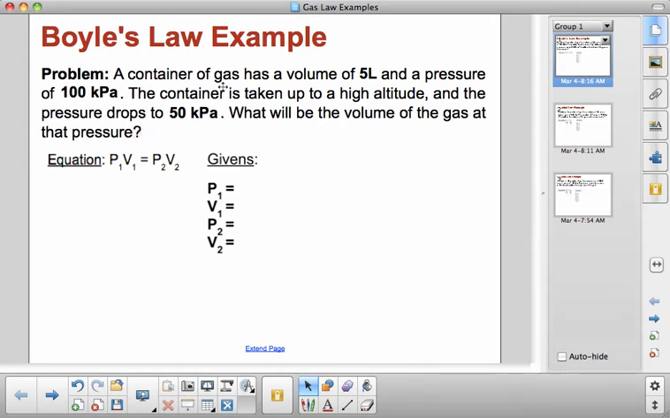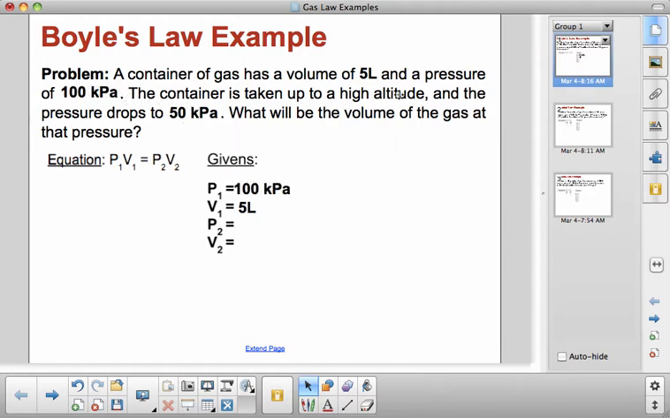So the first thing we have to do is figure out what our givens are. The equation for Boyle's law is P1 times V1 equals P2 times V2. The first thing they give us is this volume of 5 liters. We're going to call that our V1. It says that this 5 liters of gas has a pressure of 100 kPa. So this will be our P1.